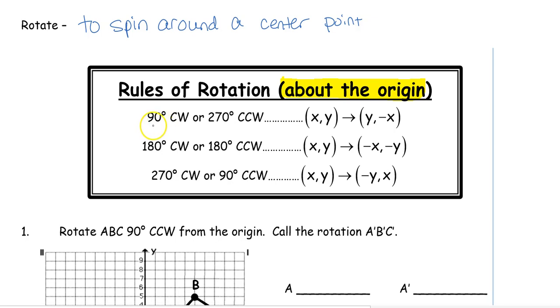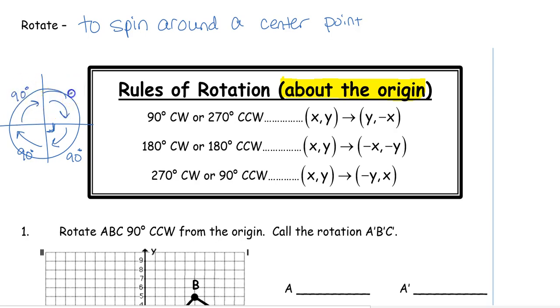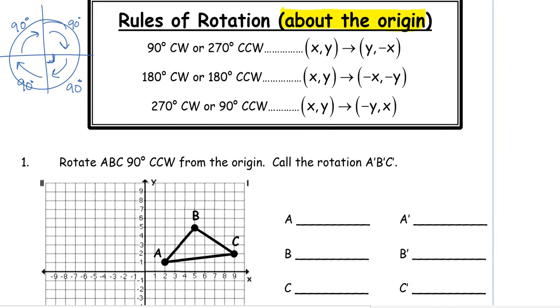We know 90 degrees, 180, 270. If we look at a circle, 90 degrees is every quadrant. So every time we turn, that's going to be 90 degrees. So if I'm going 90 degrees clockwise, or 180 degrees clockwise, or 270 degrees clockwise, or 360 degrees clockwise. Every time you go 90 degrees, you're going one turn around the circle. Let's go ahead and start the first one.